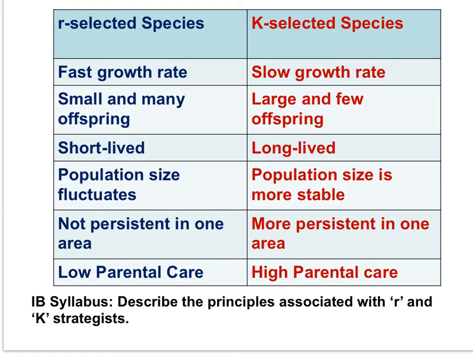Here are more characteristics of R-selected species and K-selected species. Let's specifically look at characteristics a little lower in the table. Short-lived annuals versus longer-lived perennials. Large fluctuation in population size, stable population size. Not persistent in one area as they colonize new sites and then are replaced as they move on, whereas the K-selected species are persistent, long-lived in one area. The R-selected species provide low quantities of parental care, while the K-selected species provide high quantities of parental care. We'll look more at this later in the course.